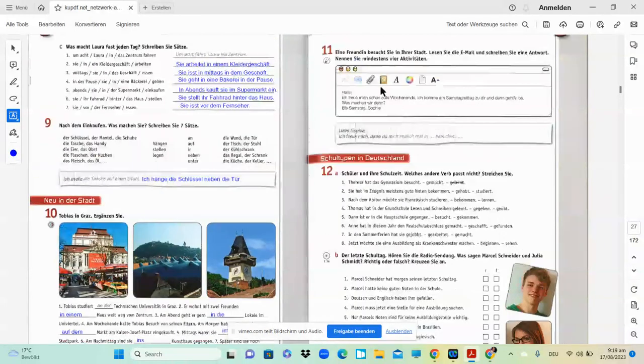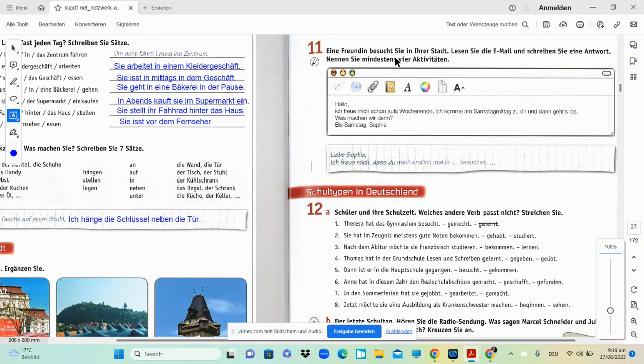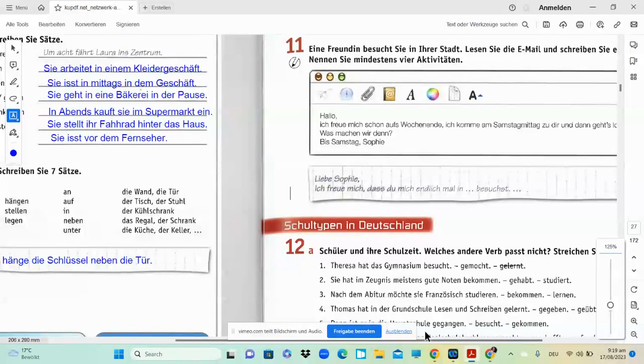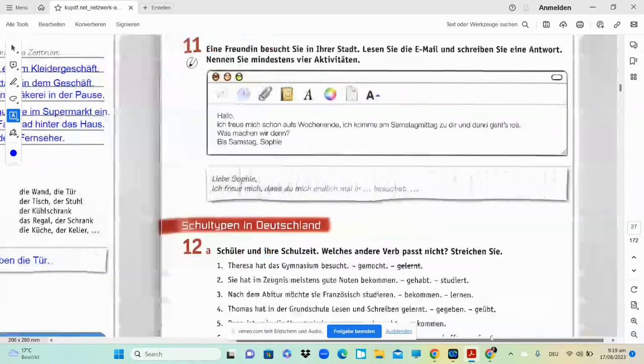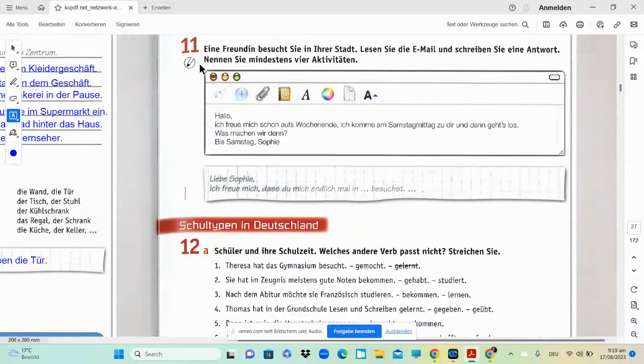So yeah, over here, eine Freundin besucht sie in ihrer Stadt. Your friend is going to visit you. Lesen Sie die E-Mail und schreiben Sie eine Antwort. Nennen Sie mindestens 4 Aktivitäten. Okay, so you have to take around 4 activities. Let's read first and let's try to answer the mail.